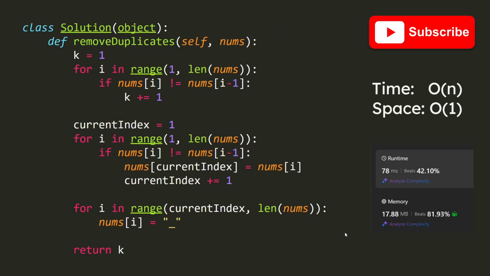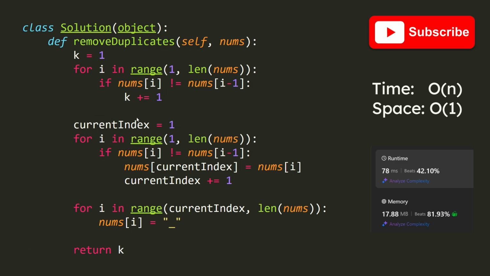Let's take a look at the code in Python. So here is our method, remove duplicates. We initialize k to 1. And then we start at the second element, so on index 1, or the second element inside the array. And we go until the end of the array. We look to the element on the left, and if they're not the same, we're just going to increment k.